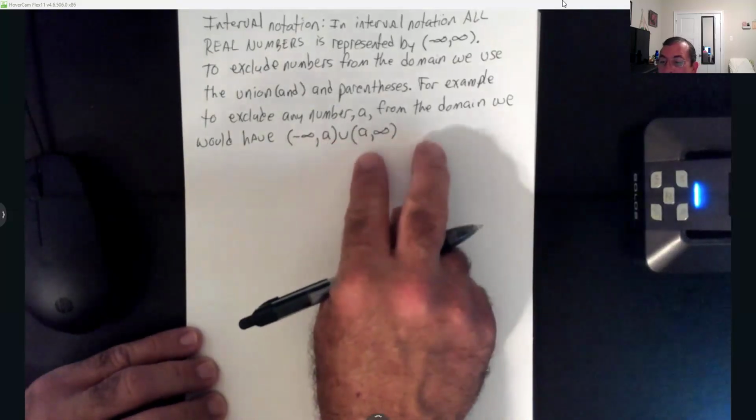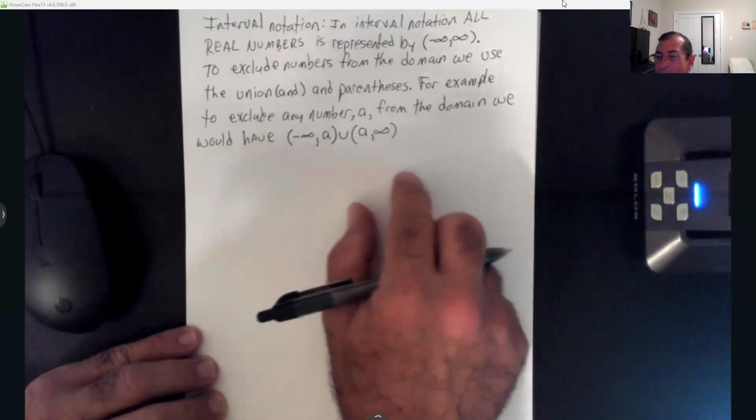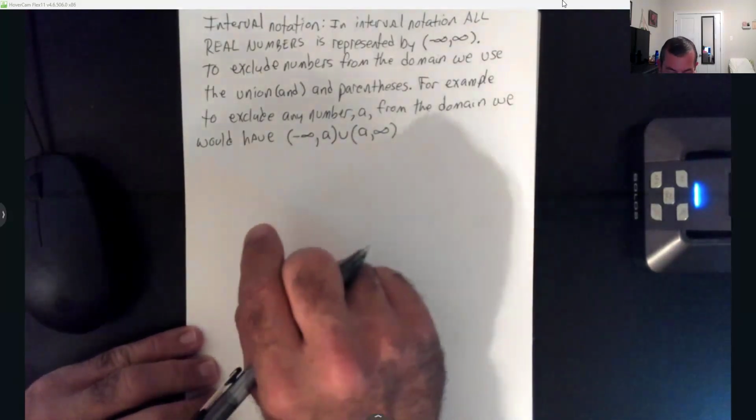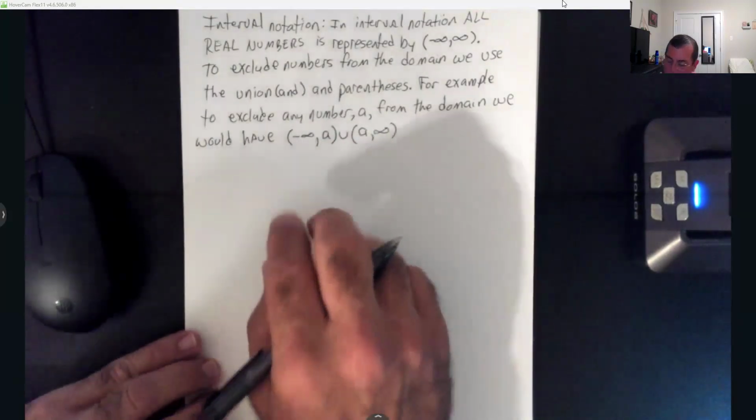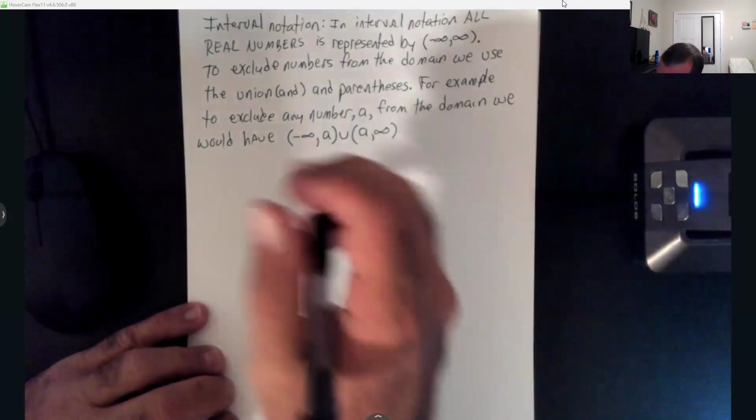Now, if you have to kick out two numbers, guess what? You'll have two unions. But you got to go in order from left to right. I think there might be one where we got two today. I'm not sure, but we'll find out.